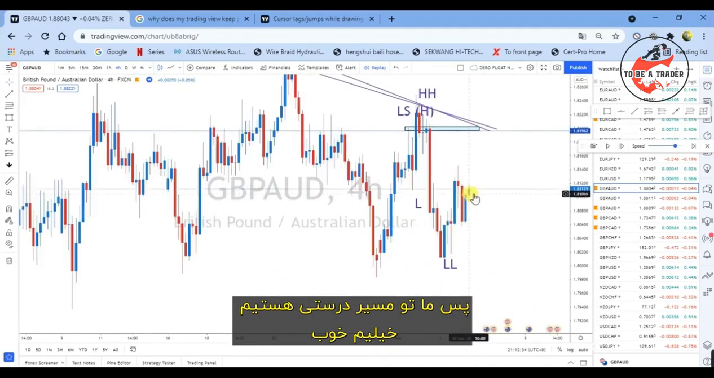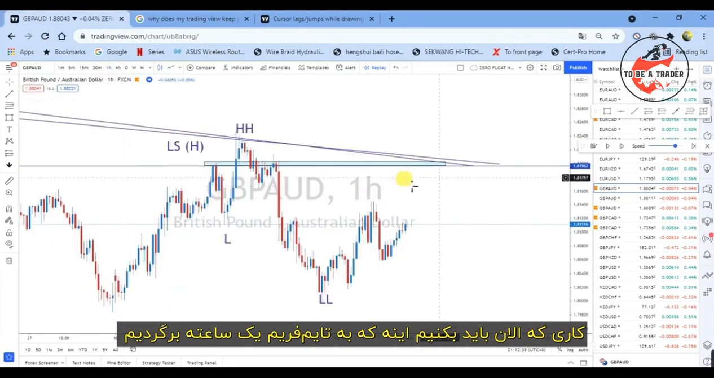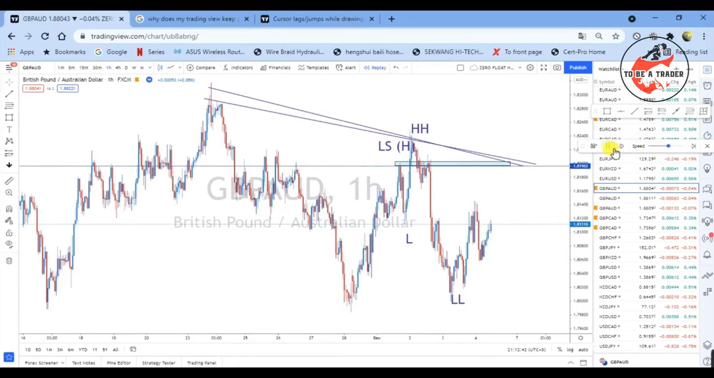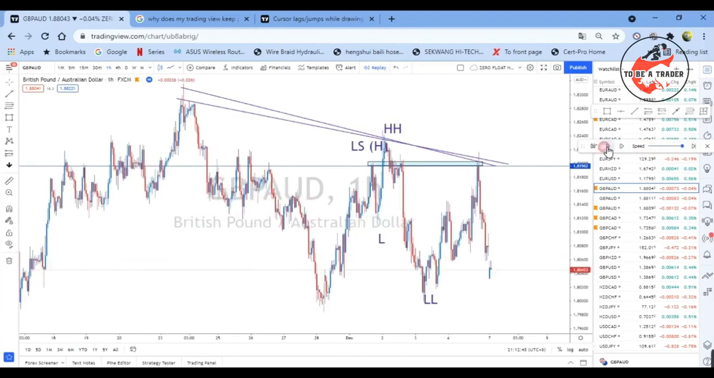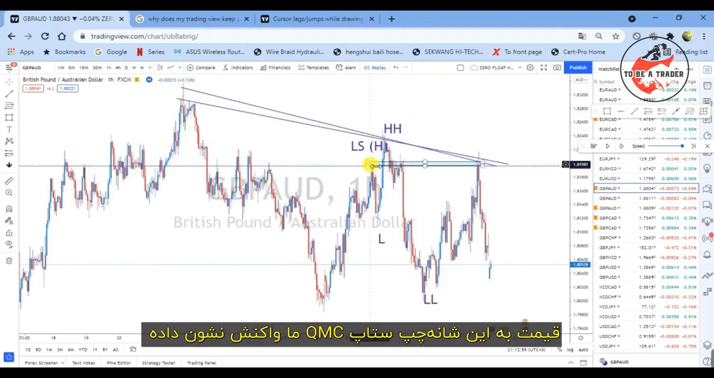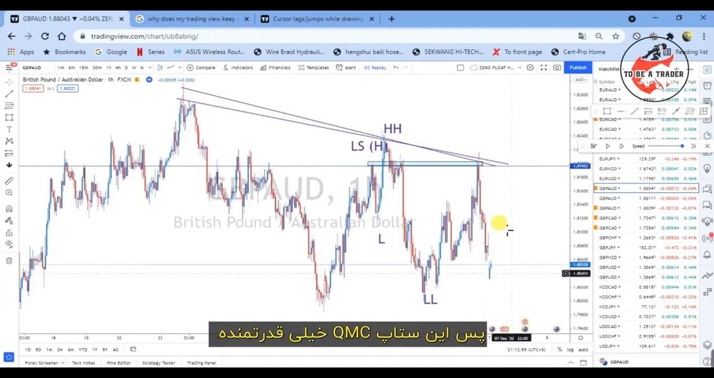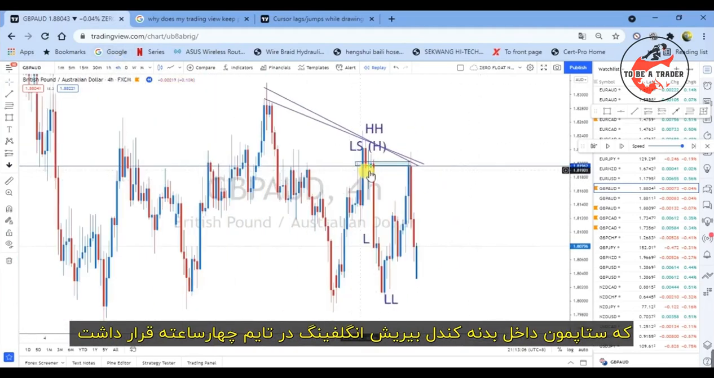Very good. Okay. So what we should do now is go back to our H1 and wait for the price to react. Okay, as we can see, whether this trend line or whether the trend line, the price has reacted towards this left shoulder, our QMC setup, and continued downwards. Therefore, this QMC setup is very strong. It's because we have multi-time frame analysis, which is the H4, where we have the bearish engulfing at the body.